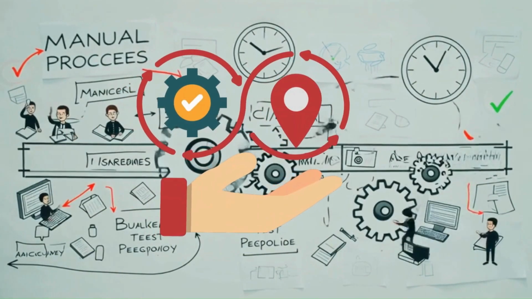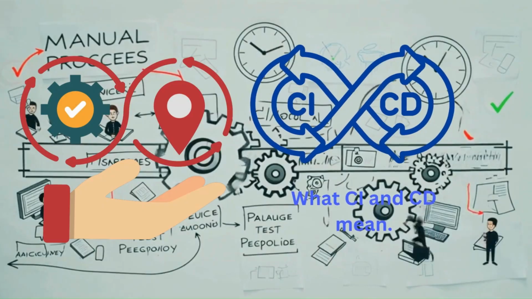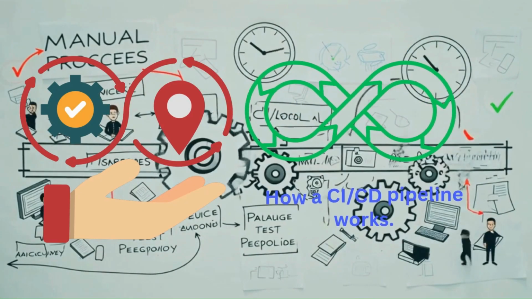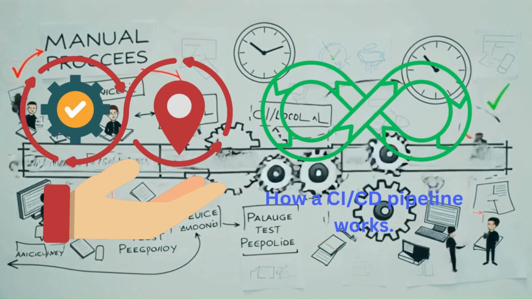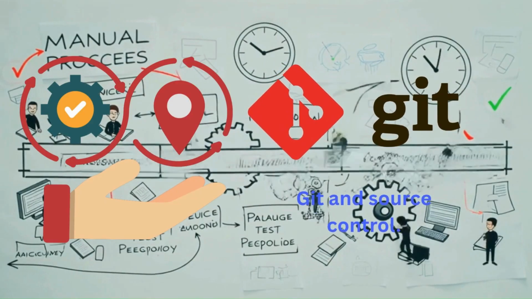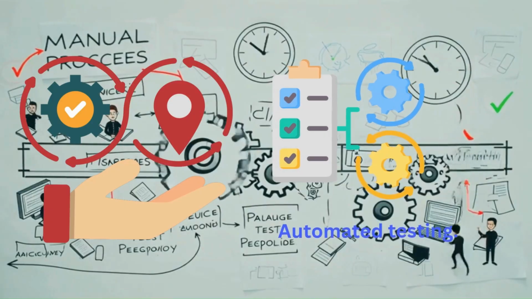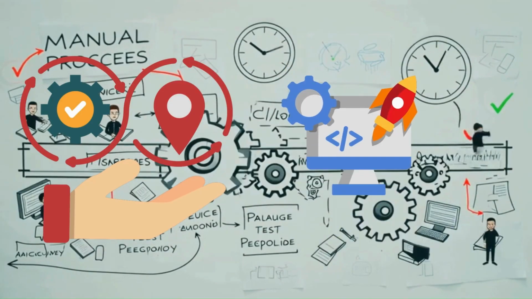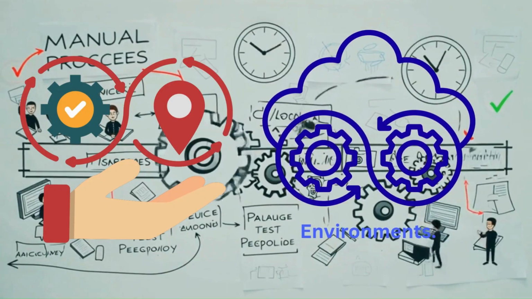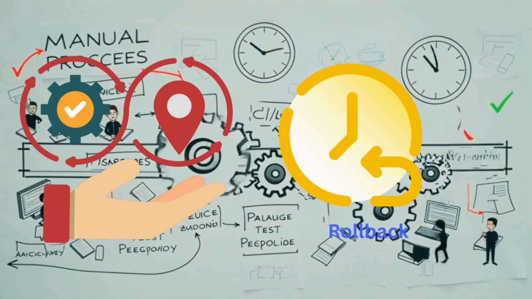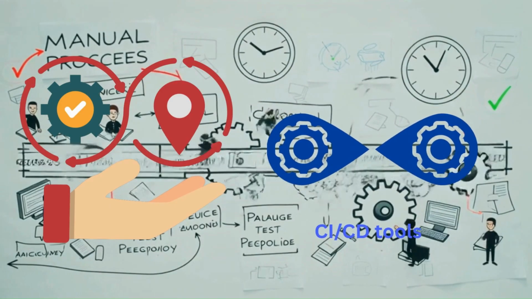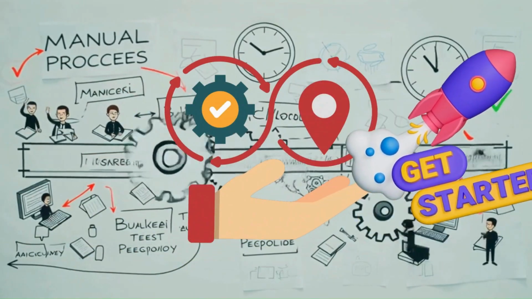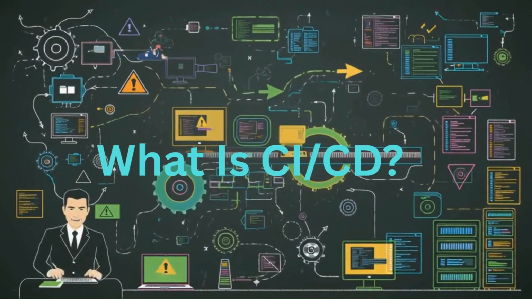In this crash course, you'll learn what CI and CD mean, how a CI/CD pipeline works, Git and source control, builds, automated testing, artifacts, deployment, environments, approvals, rollback, CI/CD tools. Let's get started. What is CI/CD?